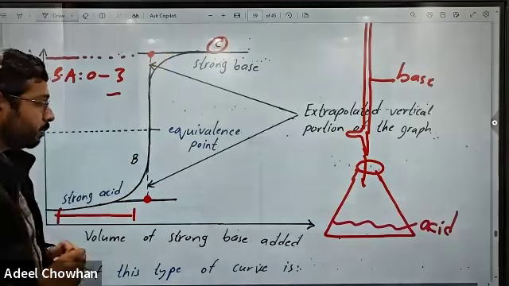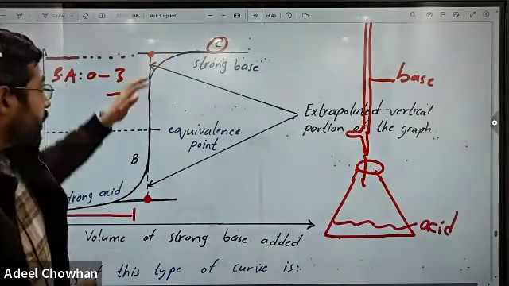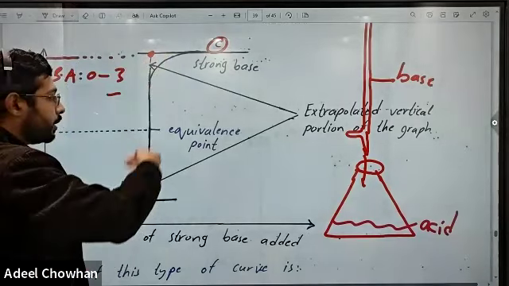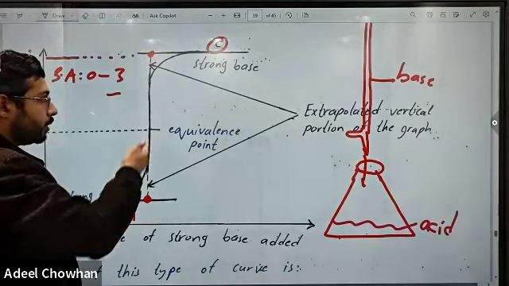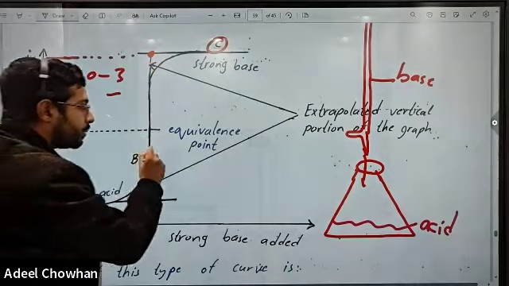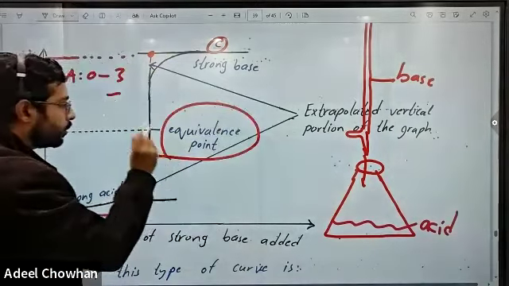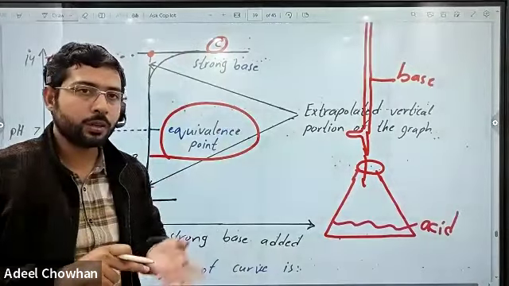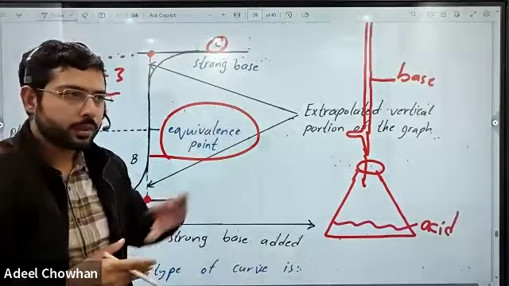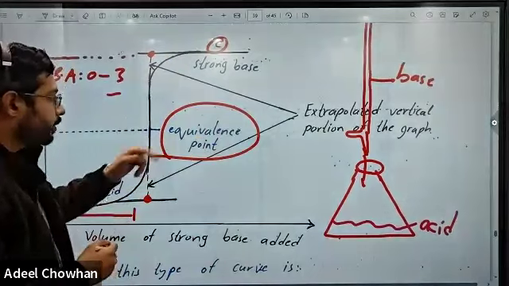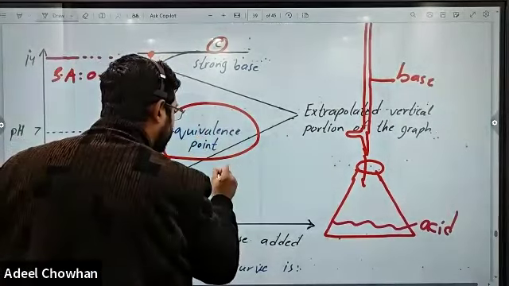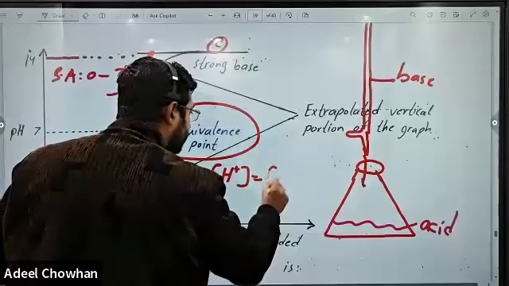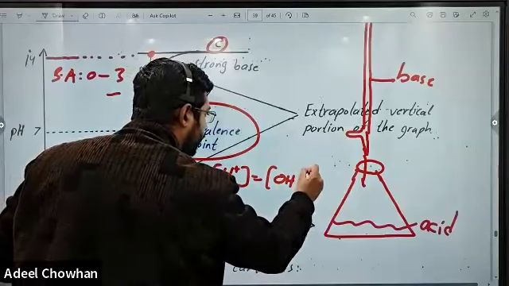So they are meeting at these particular points. Now we take the half value, or the midway value, of this vertical section. That point is called the equivalence point. So basically, we are calculating the exact equivalence point of the vertical portion. At this equivalence point, the hydrogen ion concentration is equal to the hydroxide ion concentration.